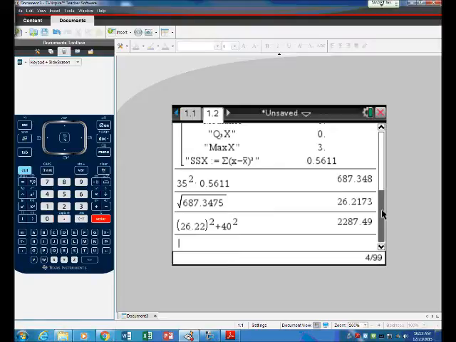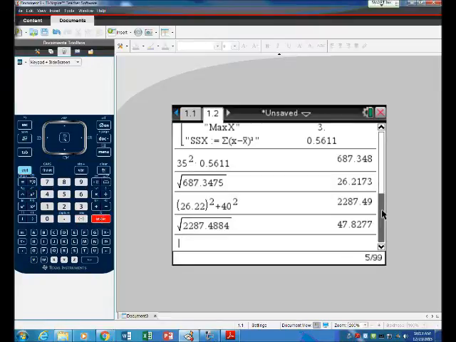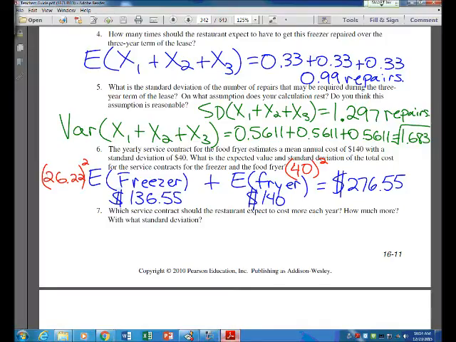Again, this is the variance. This 2,287.49, that's the variance for the sum of these two contracts. But I don't want that. I want the standard deviation. So I'm going to hit the square root of that, which is going to be $47.83. All right, so that's the standard deviation for the sum of these two contracts, $47.83. I'm going to write that here. The standard deviation is $47.83.